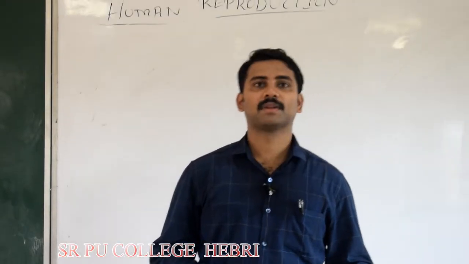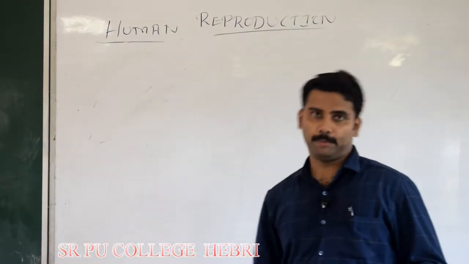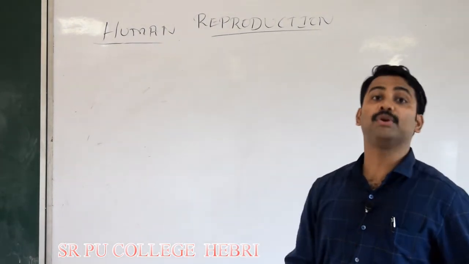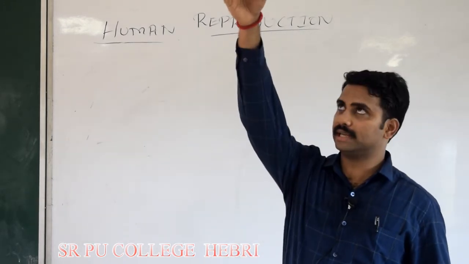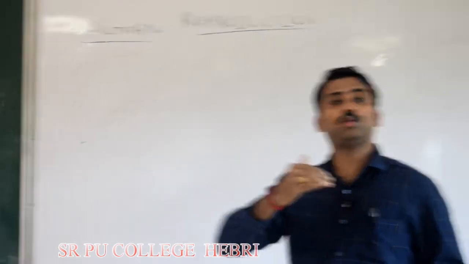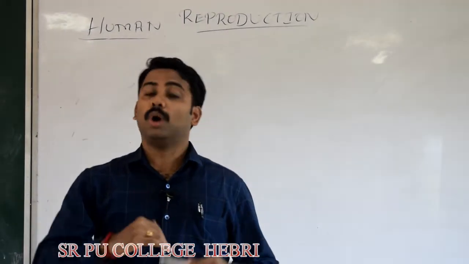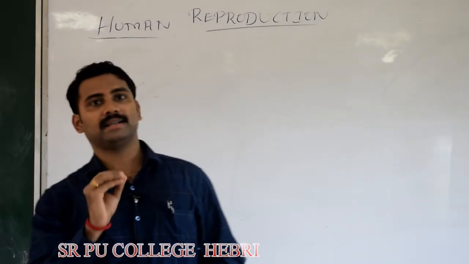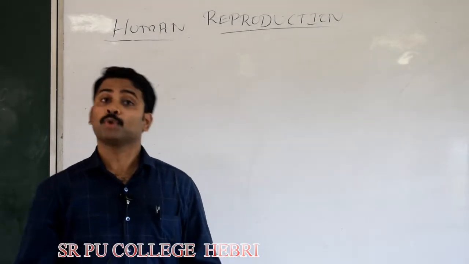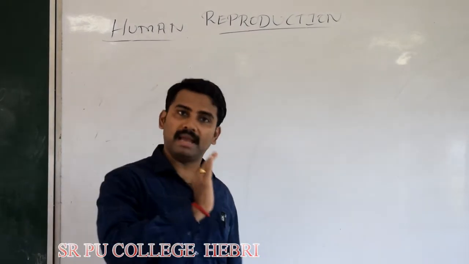Hello students, we already started discussing the concept of human reproduction. I told you in my previous session that reproduction occurs through a few events, starting from gametogenesis up to parturition. So in this session we have to discuss the gametogenesis process. But to understand gametogenesis, how exactly the sperm is formed and how exactly the ova is formed, we should first know the reproductive system of male and female.